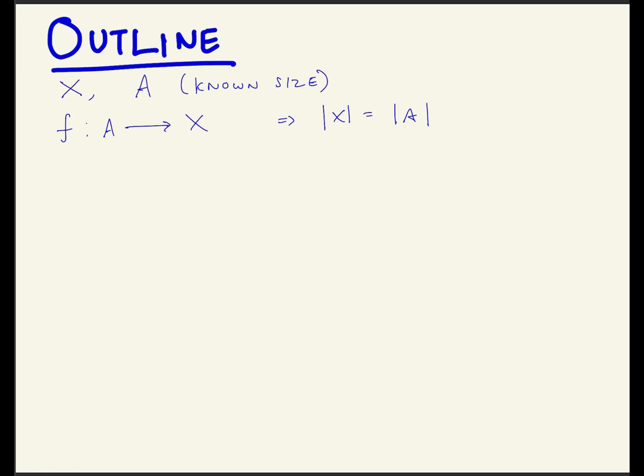And for our purpose, set A will be a set of functions, and it will be the set of all functions from the set of numbers 1, 2, 3, 4 up till n to itself. Now I'll use the shorthand square brackets n to denote this set of numbers from 1 to n.